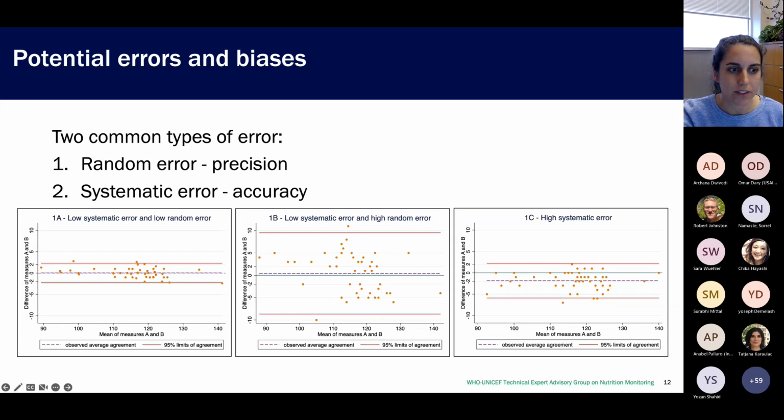On the far left, we see an example of low random error and low systematic error: not a huge spread in the data points, and the average bias is close to 0. In the middle, we show an example of high random error but low systematic error: a big spread in the data points, but on average, a low bias, so the horizontal line is close to 0. And on the far right, this is an example of high systematic error, leading to a bias of -2.